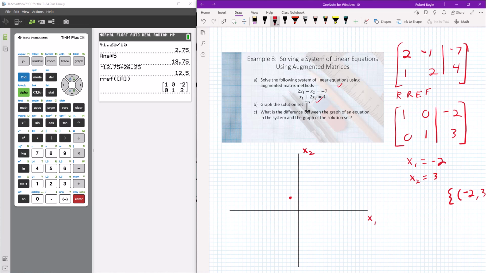Now part C asks the question, what is the difference between the graph of an equation in the system and the graph of a solution set? Well, remember, these are linear equations. The graph of any one of these equations is going to be a line. The line's actually going to go through that point. Okay, so an equation is a line. The solution set is one point.